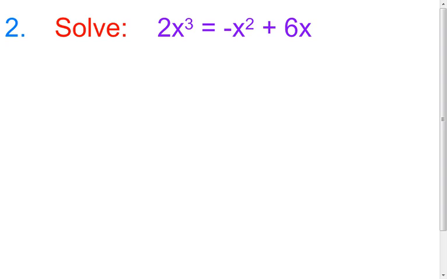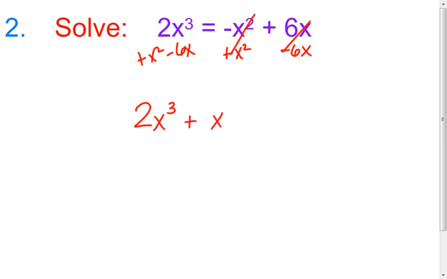Here, I want to move everything to one side. I like my highest exponent term to be positive, so my 2x cubed already is positive, so I'm going to leave it on that side. And I am going to move this over by adding x squared, and I will move this over by subtracting 6x. So when I list my terms in descending order now, I have 2x cubed plus x squared minus 6x equals 0.